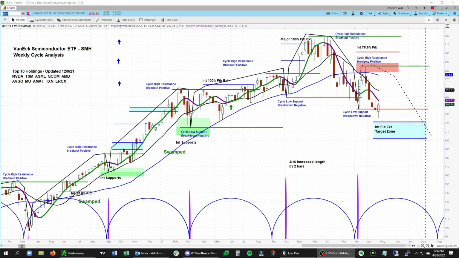In this video, we're going to walk through our weekly and daily cycle analysis on Texas Instruments. However, prior to looking at Texas Instruments, I want to first focus on the sector, and that is the SMH, and this is a 10-year weekly chart for the SMH.